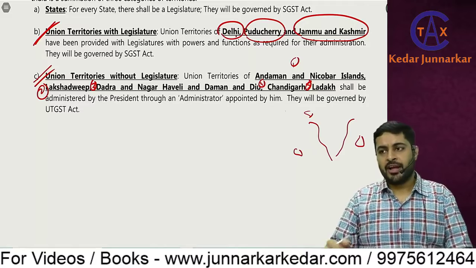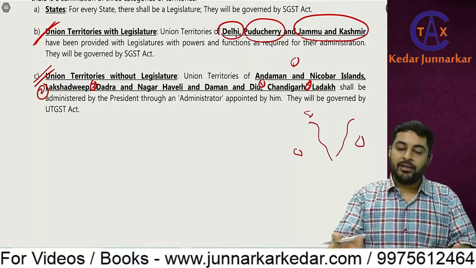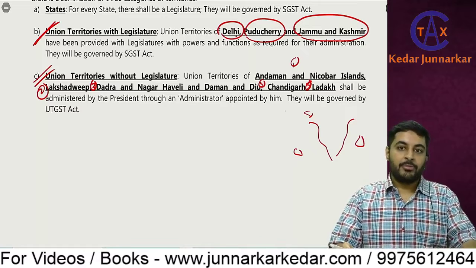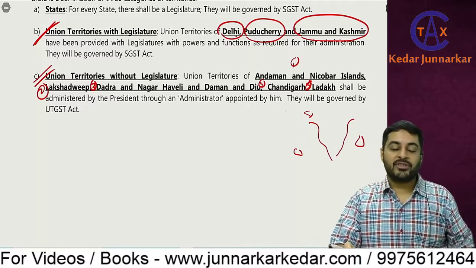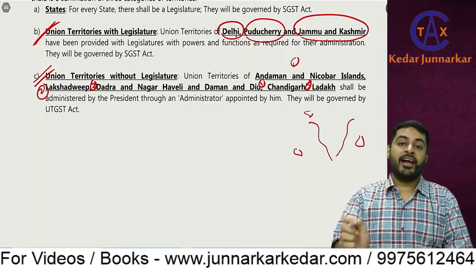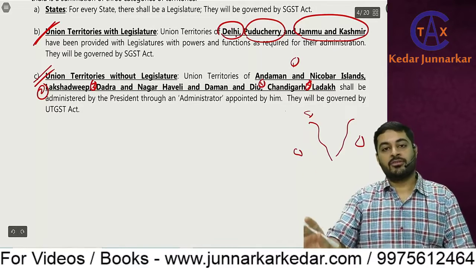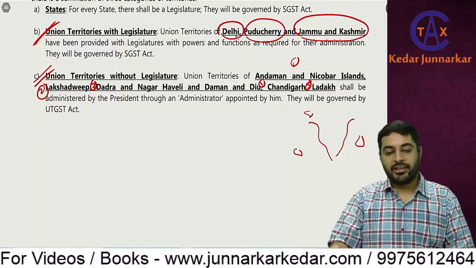So these have a legislature, but major powers are not there. Some powers are there, since there are elections and you are elected in Delhi, but not fully as a state. That's why the Aam Aadmi Party says that we want full statehood for Delhi. Why? Because union territories with legislature do not have full powers. So they want full powers for Delhi.